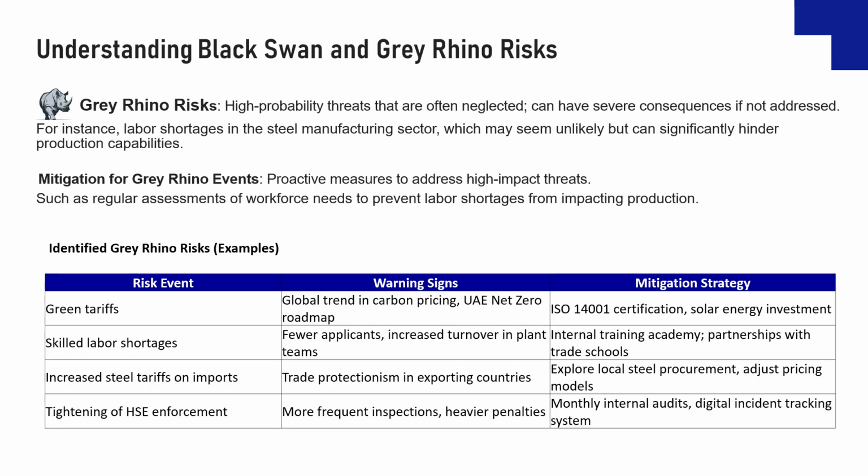Here are gray rhino risks, such as labor shortages, which are probable but often overlooked. Mitigation includes buffer stocks, workforce planning, and supplier diversification. In this table, we can see some examples of gray rhino risk identification, such as increased steel tariffs on imports. For the proper mitigation strategy, we have to find some channels in local steel procurement and adjust the price models.